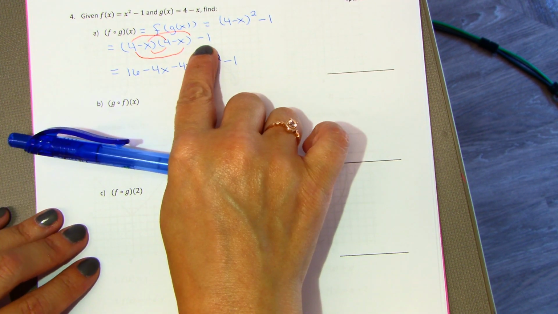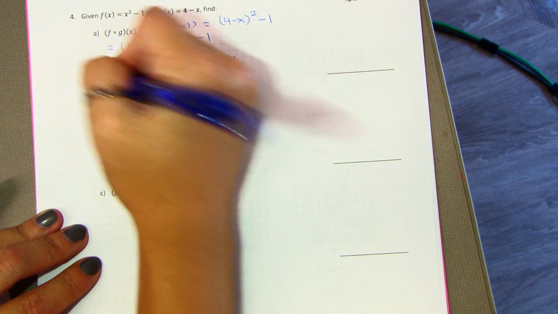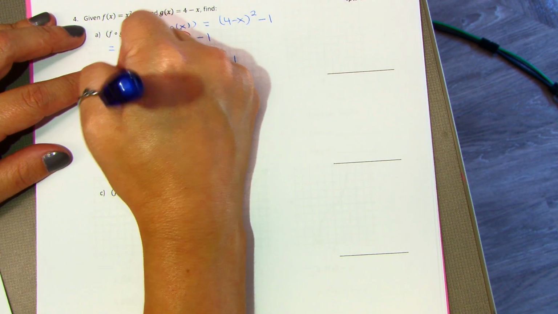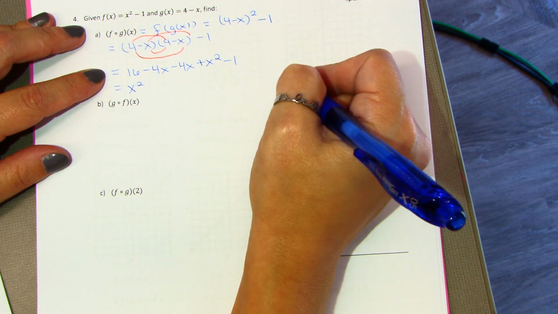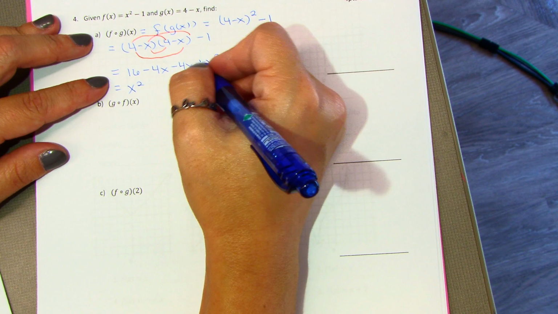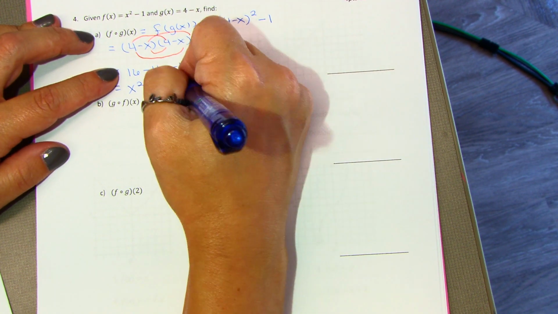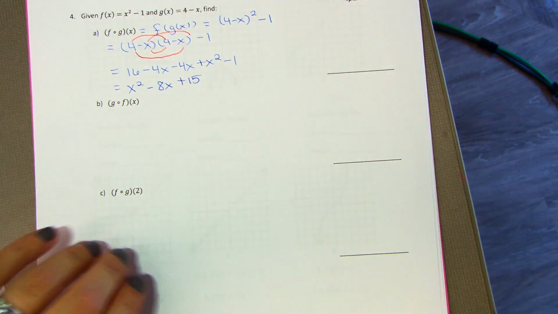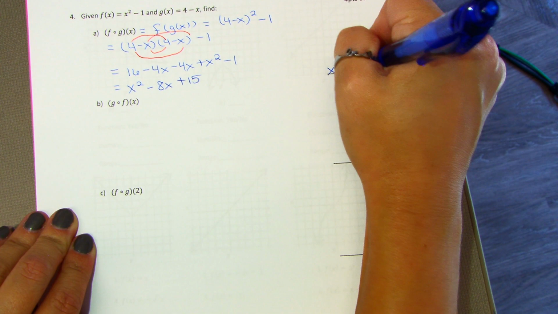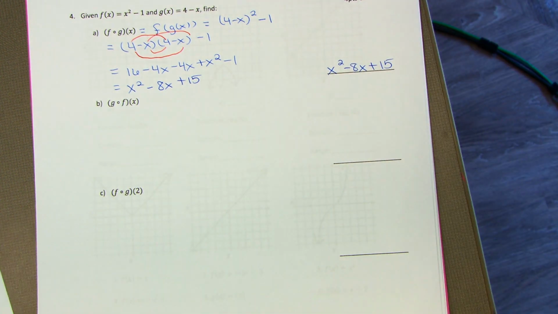Now, I'm going to reorder this so that my x squared term comes first, then my x term, then my constant. So x squared, I only had the 1, then I have a negative 4x and a negative 4x, which gives me a negative 8x, and then I have 16 minus 1, which will give me a plus 15. And I provide these lines for you to put the answers on, so I appreciate if you actually do put your answers over there. It makes grading so much easier.